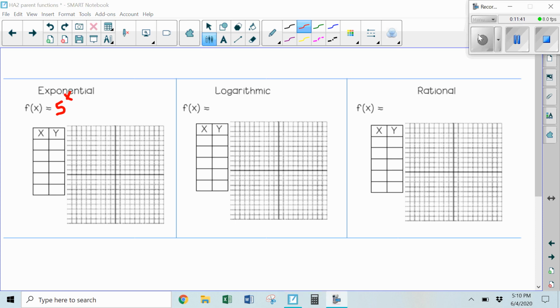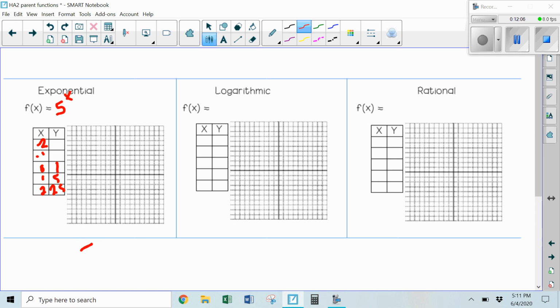So for a function like this, you can go ahead and do the -2, -1, 0, 1, 2. Let's start with an easy one like 0. What is 5 to the 0 power? Well, anything to the 0 power is 1. What is 5 to the first? 5. What is 5 to the second? 25. That won't fit on our graph, but we'll leave it there for now.